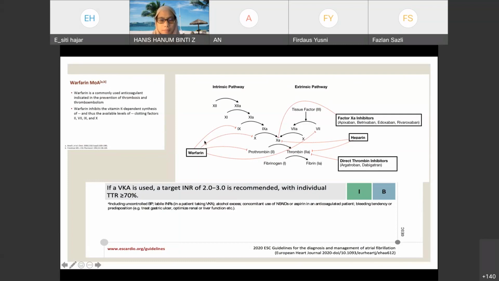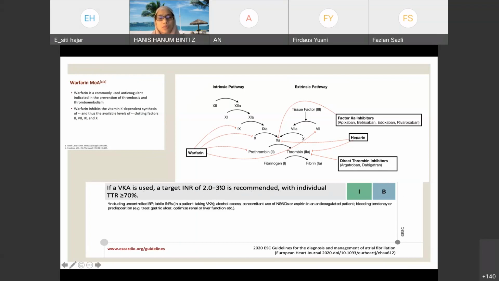So kalau you nampak kan, warfarin ni very non-specific. It blocks at so many pathways, and hence that's why it's so difficult to get a good control with warfarin. Okay, if warfarin is to be used, a target INR of 2 to 3 is recommended.